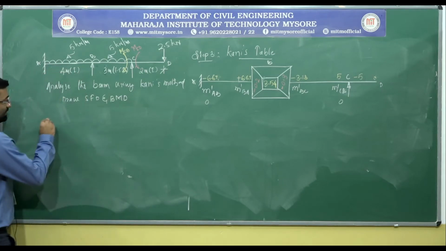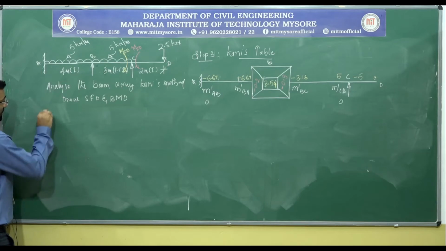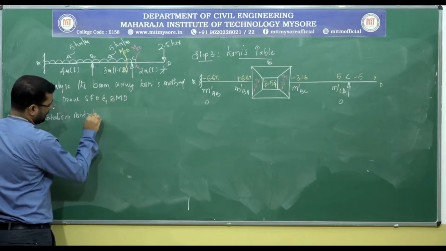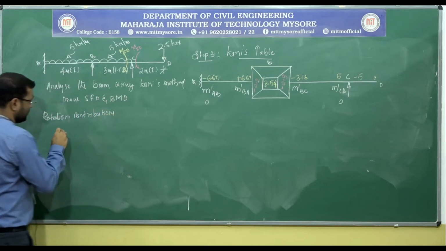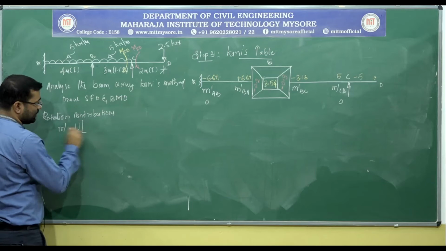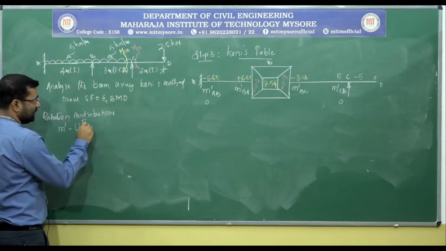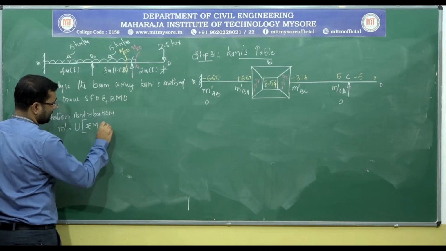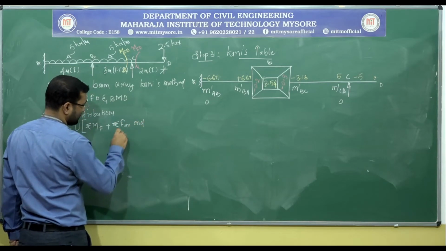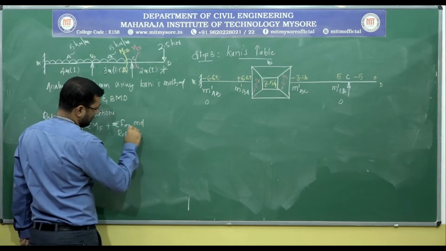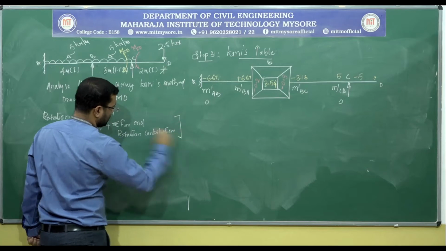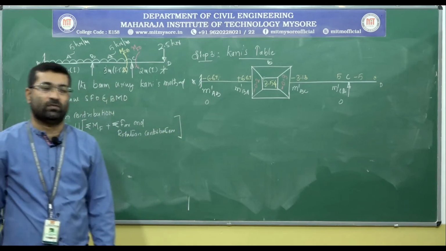So as per our previous understanding, the rotation contribution M dash is equal to the relative rotation factor u into the algebraic sum of fixed end moments plus the algebraic sum of far end rotation contributions. So this is the formula to calculate the rotation contributions.